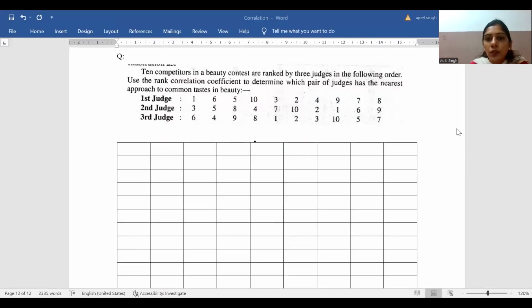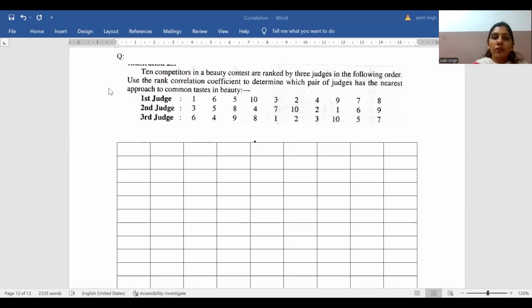So let's do the next question. The next question is: 10 competitors in a beauty contest are ranked by their judges in the following order. Use the rank correlation coefficient to determine which pair of judges has the nearest approach to common taste in beauty. In this question, there are three judges, with rankings given by judge 1, judge 2 and judge 3.